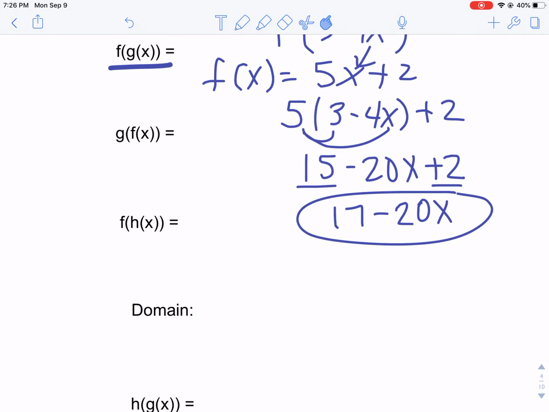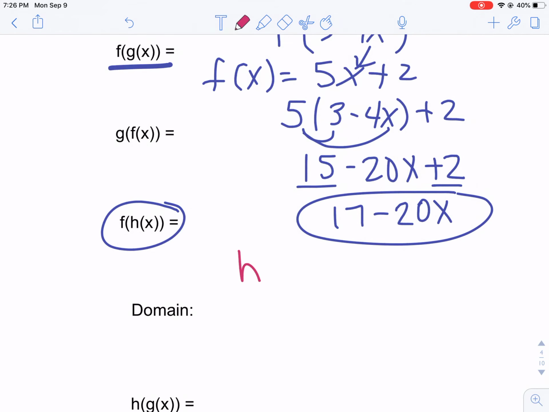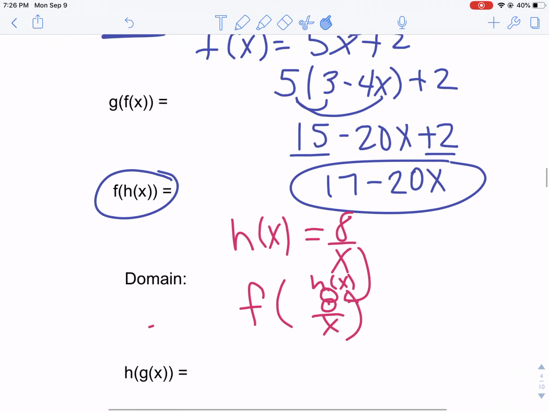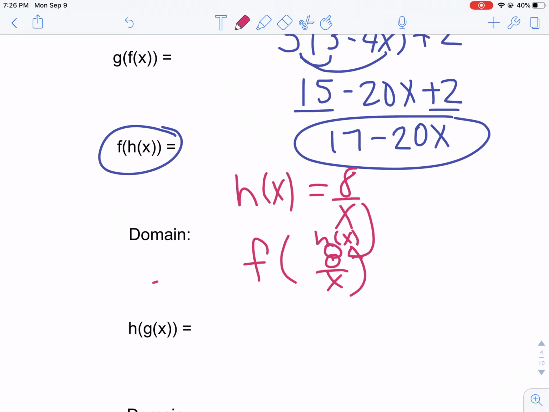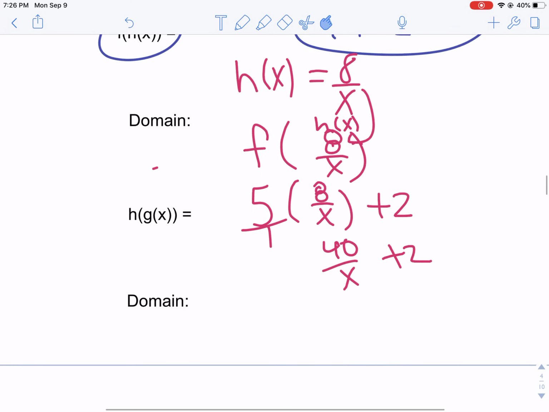I'm going to skip down to this f of h of x. If we do that one, first of all, h of x equals 8 over x. So instead of h of x, we're going to write 8 over x. That tells me I want to do the f function, but instead of x, I'm going to put in 8 over x. So 5 times 8 over x plus 2. Multiplying fractions is easy. You just multiply the tops, multiply the bottoms, and then add 2. So that's your answer. You're pretty much done with that right now, so that's really great.